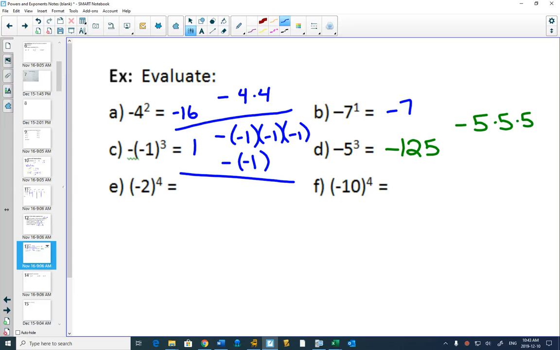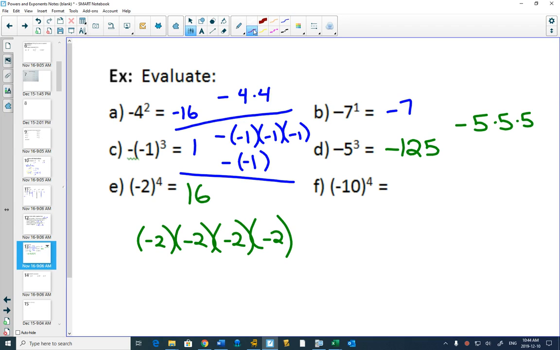Negative 2 to the 4. The answer to this one is positive 16. Switch colors. Positive 16. If you wanted to show your work, the negative is inside the brackets. It's part of the base. You're going to have a negative 2 times a negative 2 times a negative 2. This is the expanded form. 2 times 2 times 2. Careful. Times 2 again? 16. And so the numbers, 2 times 2 times 2 times 2 will give you 16. And then 4 negatives, because it's an even number, will be positive.